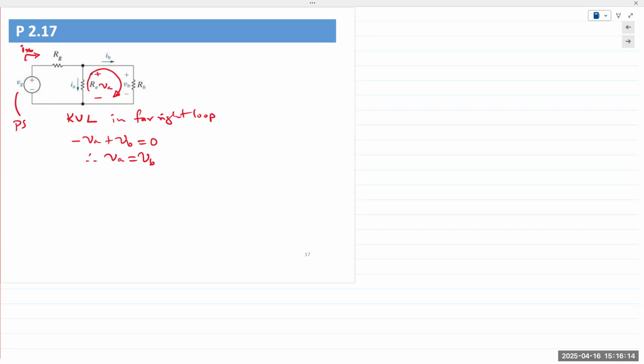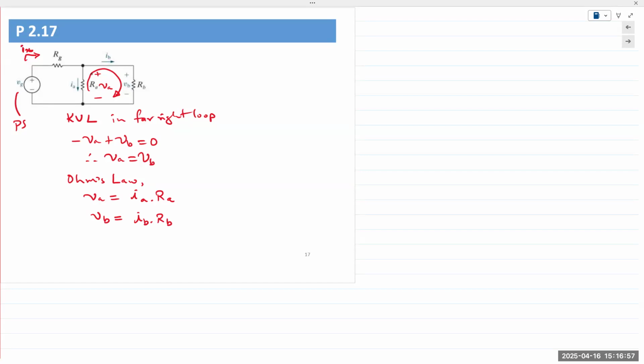Then, because everything is an unknown, and I need to find IA and IB, I can find the voltage across RA by applying Ohm's law, and I can write VA is equal to IA times RA, and VB is going to be equal to IB times RB. V equals IR, right? V equals IR. So I have VA and I have VB.